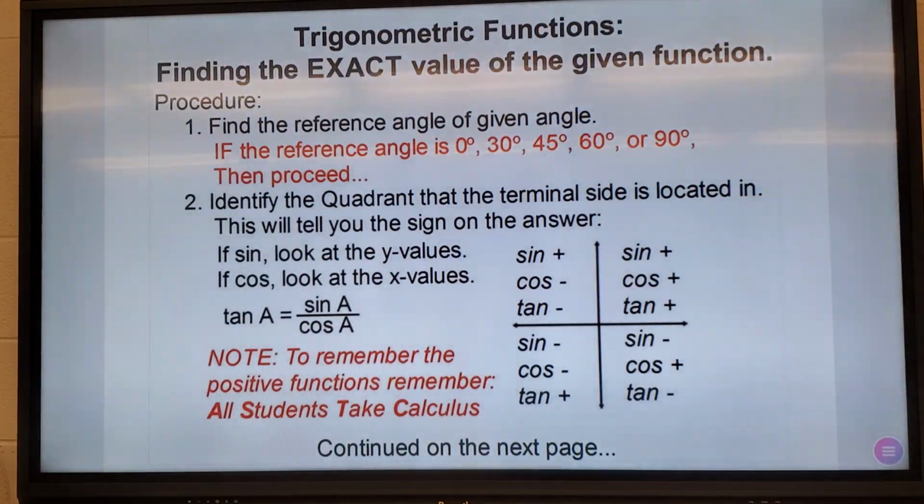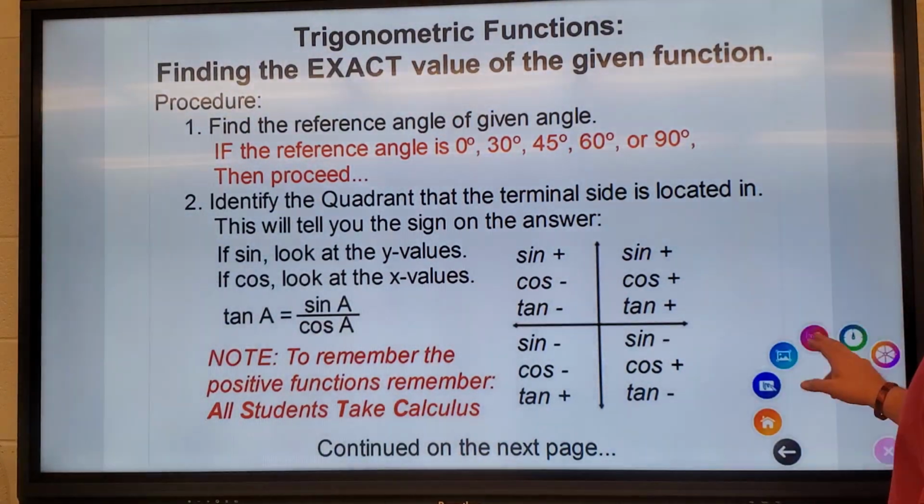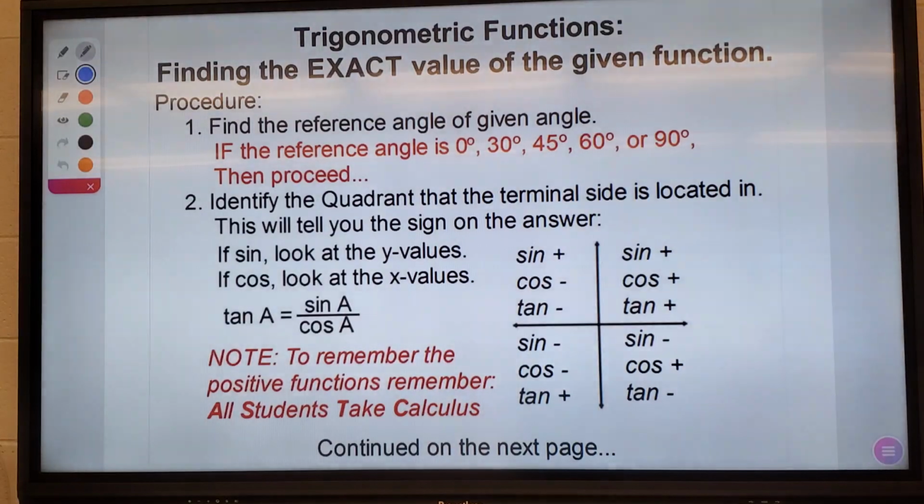All right, step 2, then you're going to identify the quadrant that the terminal side is located in. This will tell you the sign of your answer. Will it be positive or will it be negative? So if you look at the coordinate plane that I give here, you need to know what quadrants are.